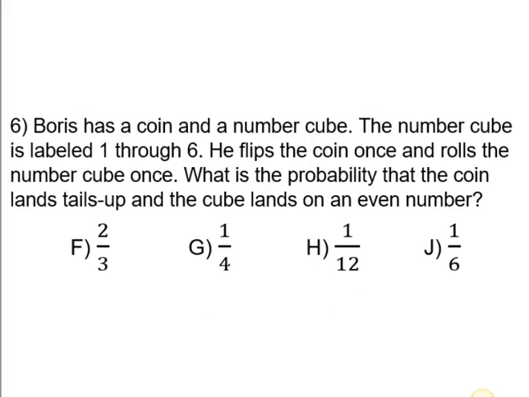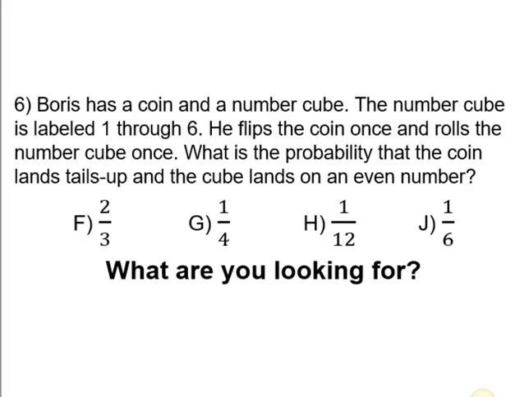Boris has a coin and a number cube. The number cube is labeled 1 through 6. He flips the coin once and rolls the number cube once. What is the probability that the coin lands tails up and the cube lands on an even number? F, 2/3, G, 1/4, H, 1/12, J, 1/6.